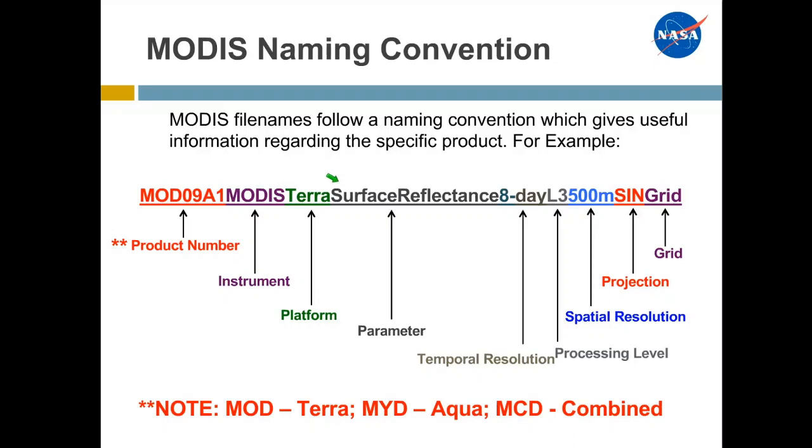The name indicates the parameter. In this case, it's surface reflectance. Then it provides the temporal resolution, 8-day, but it could also be a 16-day or monthly, for example. And then it provides the processing level, the spatial resolution, the projection, in this case sinusoidal, and the file type, grid.